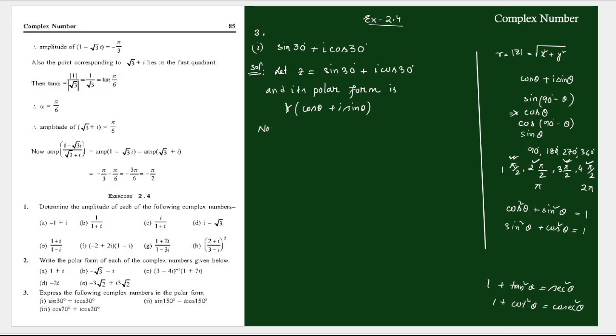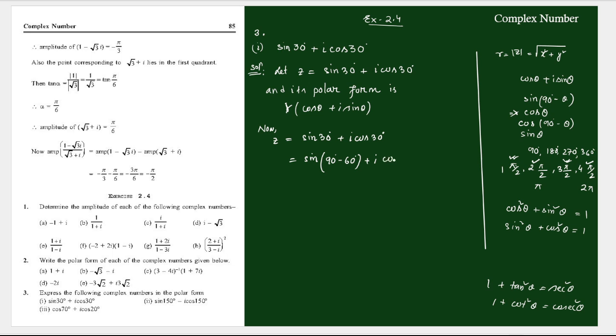So now z equals sine theta plus i cos 30 degree. This is 30, so I have to make the angle 30. If you subtract from 90, what should be subtracted so that you will get 30? You have to subtract 60.